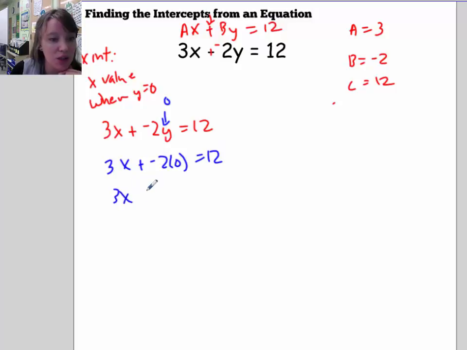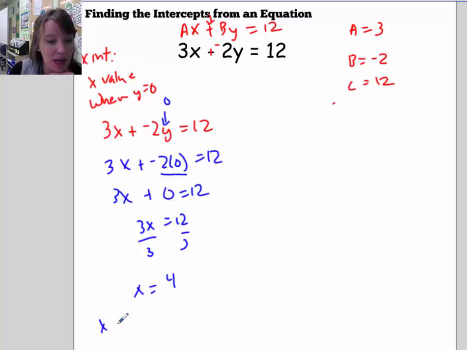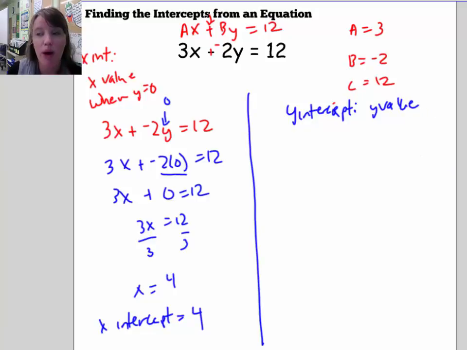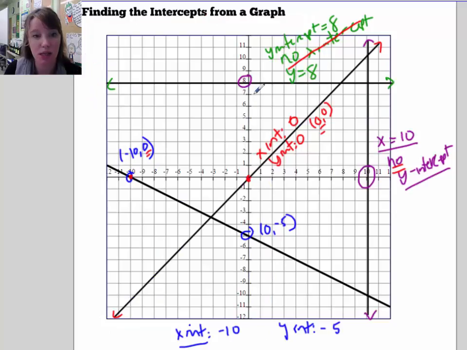So here, let's solve this equation. Okay, this just gets 3x plus, this ends up being 0, so it's just 3x plus 0 is equal to 12. So 3x is equal to 12, x is equal to 4. So the x-intercept is equal to 4. Okay, now likewise with the y-intercept. The y-intercept is the y value where the line crosses the y-axis.